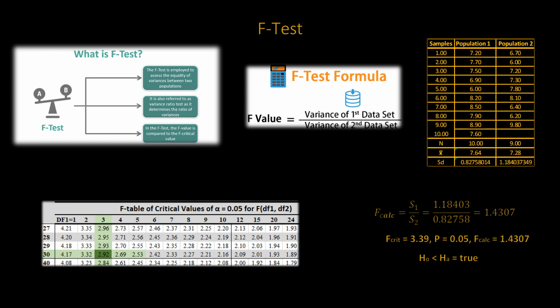An F-table similar to the one shown is used, and the math is simple. The F calculated value is calculated by taking the first standard deviation, which is always the larger of the 2, for the numerator, divided by the second standard deviation. As shown, the F-table critical value is 3.39. The calculated F value from the sample is 1.4307. Since the calculated value is less than the table value, then you can say with 95% confidence that the 2 populations are the same.